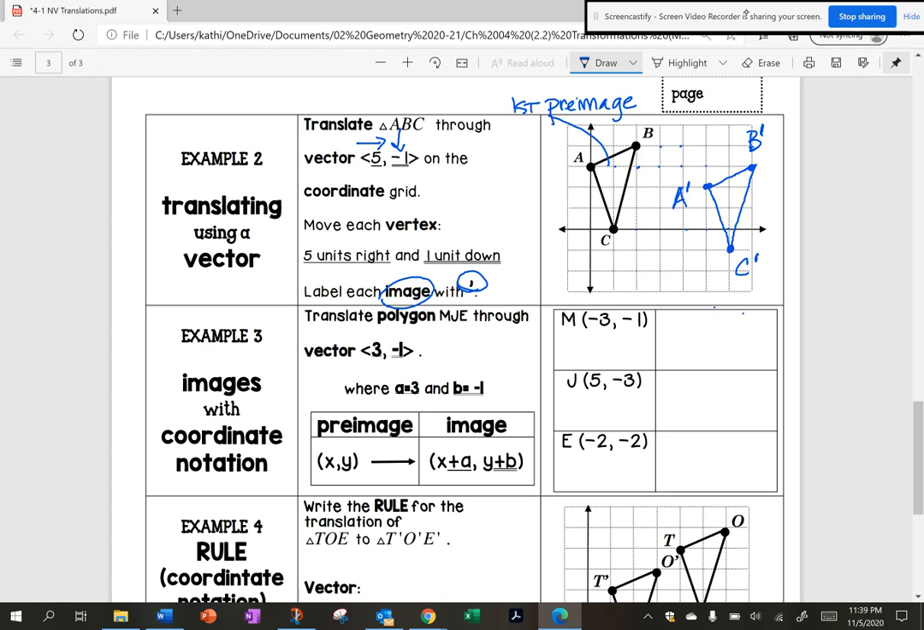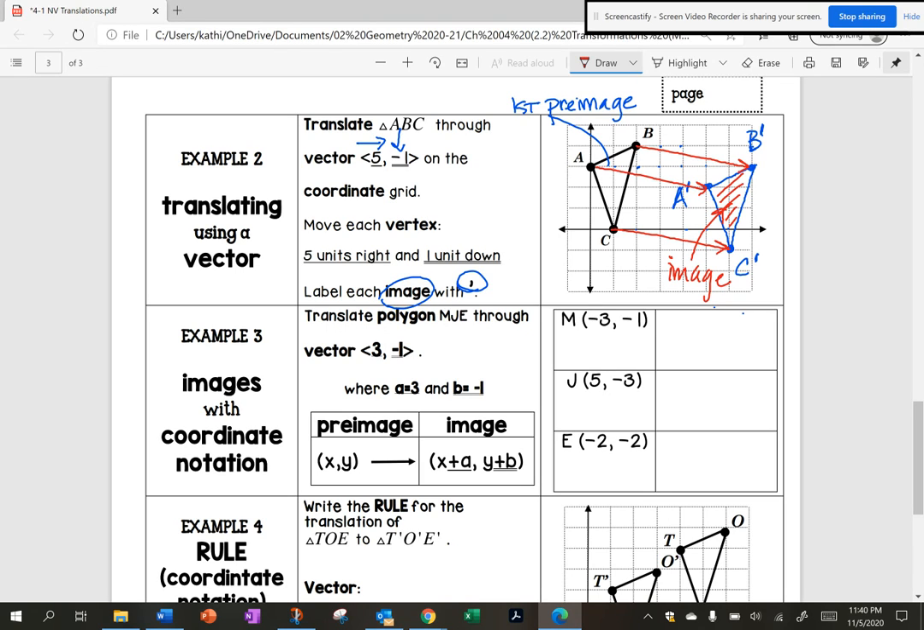And then next, when we're done, you can kind of see the vector when you connect A to A prime, B to B prime, and C to C prime. So my new figure is called the image. It is a copy, but the academic word for that is image.